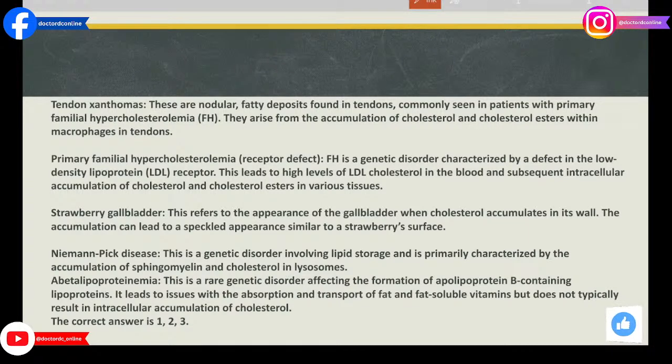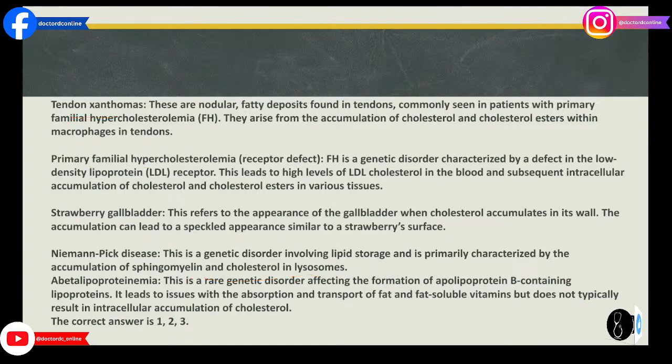Strawberry gallbladder shows cholesterol deposits in the gallbladder wall. Niemann-Pick disease stores sphingomyelin and cholesterol, and abetalipoproteinemia affects fat transport, not cholesterol accumulation. The correct answer is option A, tendon xanthomas, primary familial hypercholesterolemia, and strawberry gallbladder.